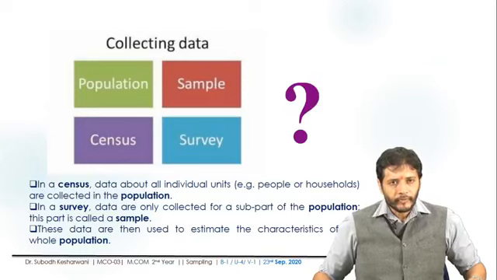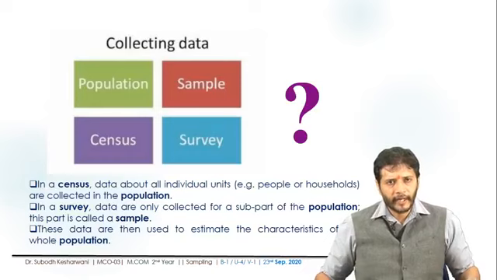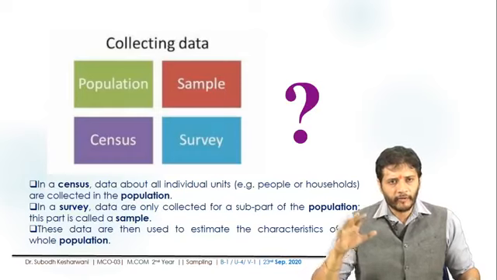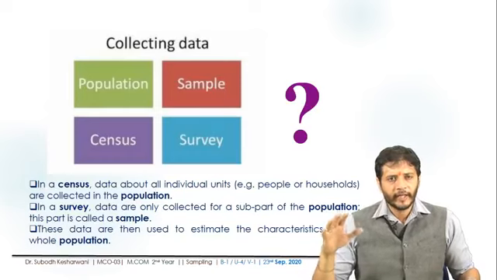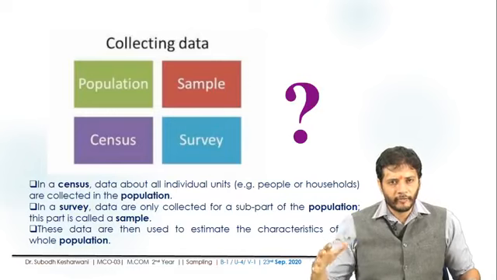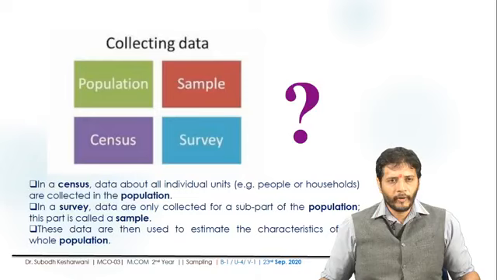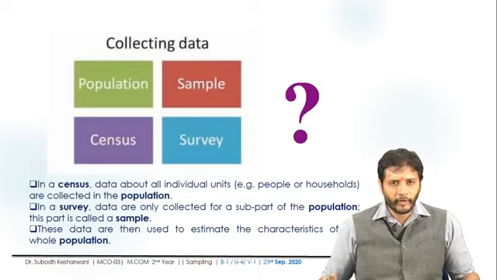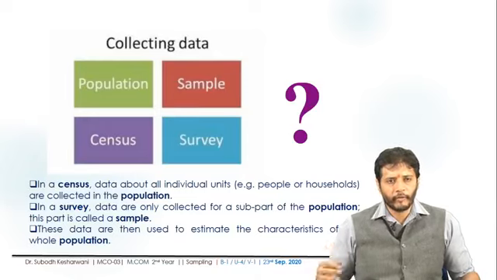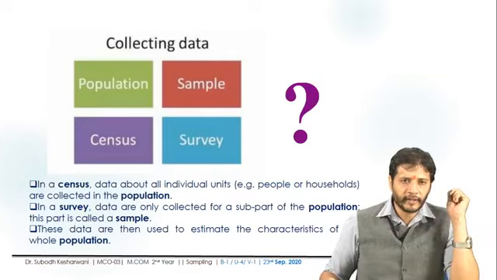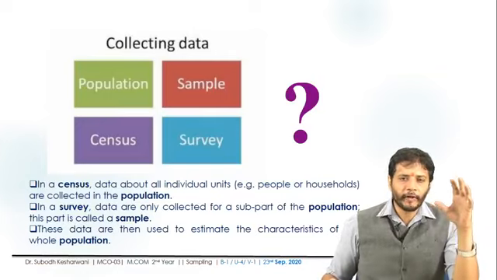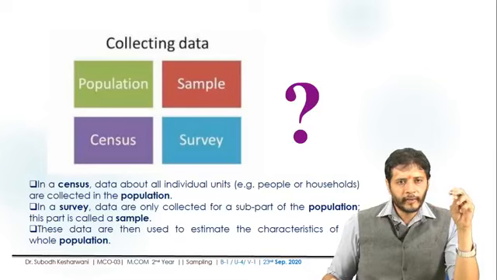So population is no doubt a bigger circle, and then a sample is going to be extracted from that particular population. Census is a model which is going to be governed by the government, and census is data about all individual units. It could be people or households collected in the population. And as far as the survey is concerned, data are only collected for a sub part of the population, and this part is called a sample.